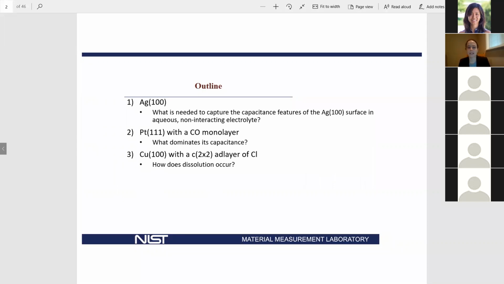Then next, I'll move to a slightly more complicated system, the platinum 111 surface with a CO add layer, to explore what dominates its capacitance, and of course, how this differs from that of the silver. And then lastly, we'll look at copper 100 with a C2x2 add layer of chloride and explore how dissolution occurs on this surface.